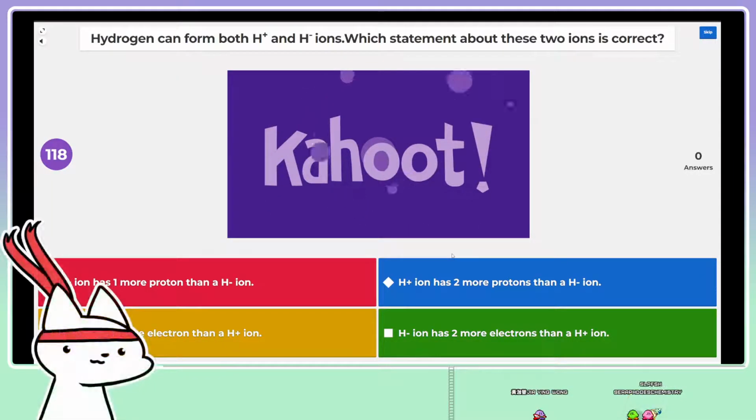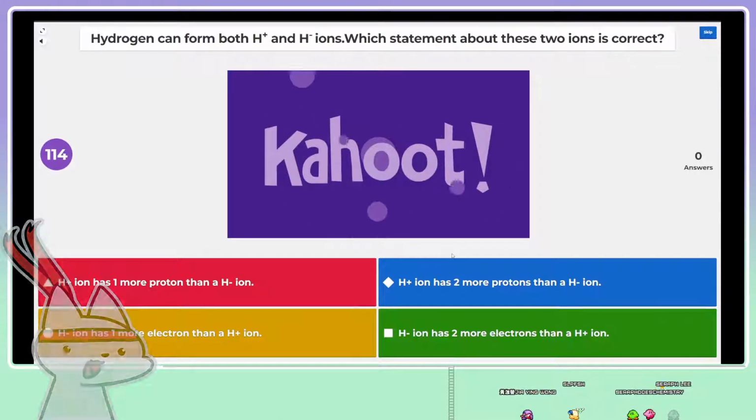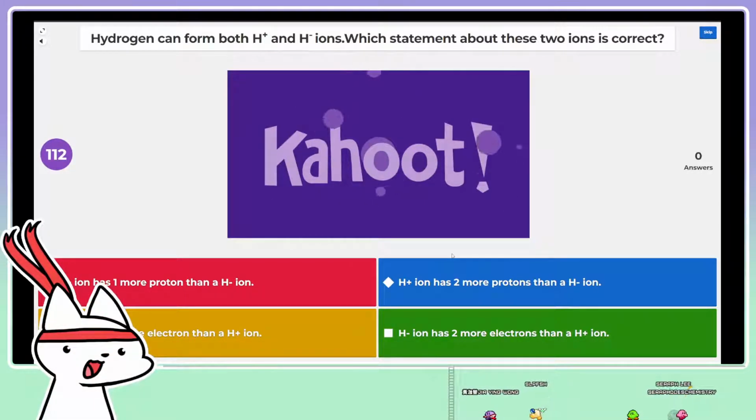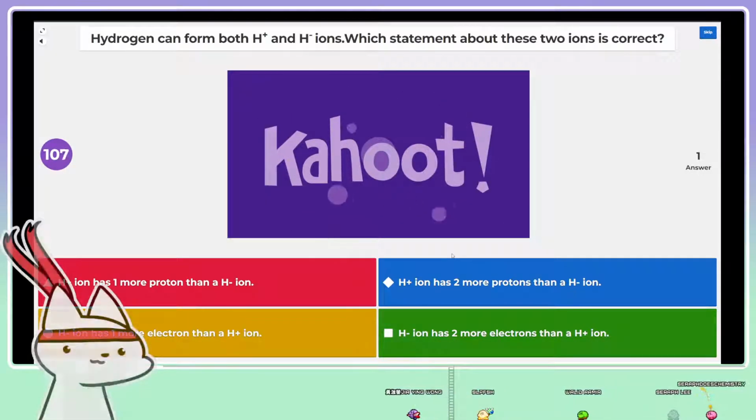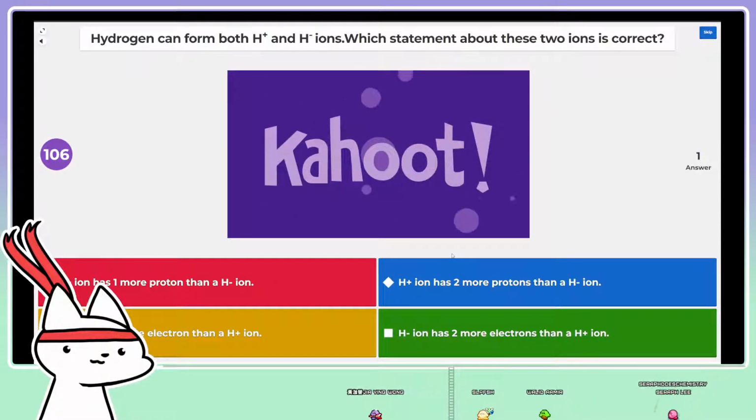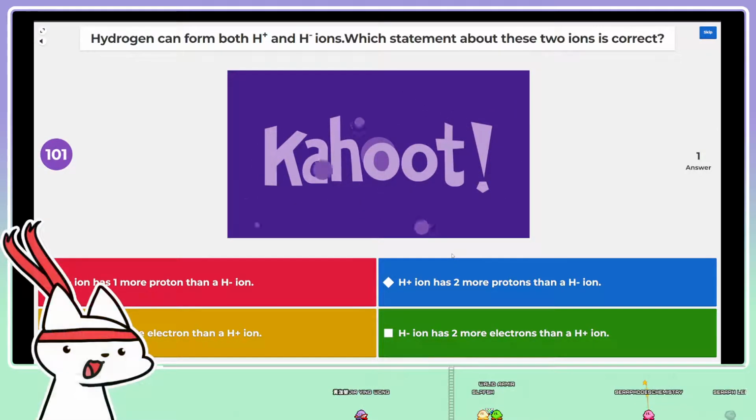Be careful, this is something very similar to what we had in the previous stream about H plus and H minus, about the gaining and losing of electrons, and what makes hydrogen so special: it only has one proton, one electron, and 0 neutrons. So it's something interesting.